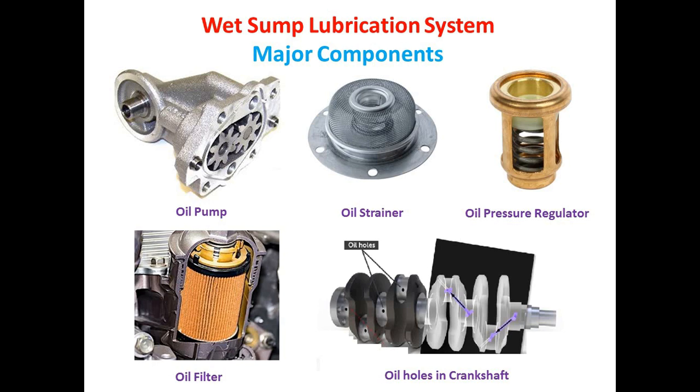Generally, a gear type oil pump is utilized in case of the wet sump lubrication system. Then we have the oil strainer, which is a fine mesh screen which prevents foreign particles from entering the lubrication system. Then we have the oil pressure regulator. The pressure regulator keeps the delivery pressure constant and can be set to a particular value.